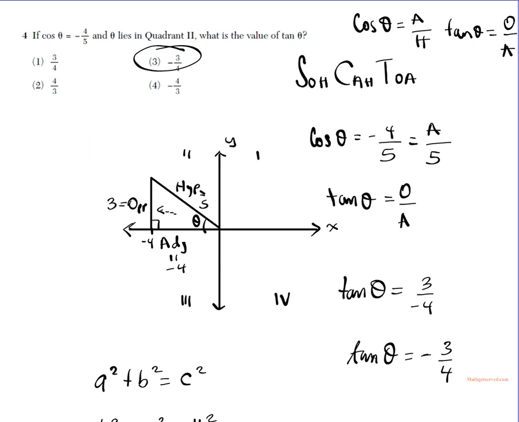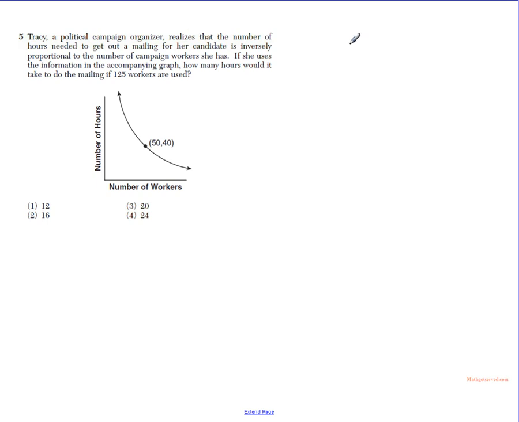So for number 5, it says: Tracy, a political campaign organizer, realizes that the number of hours needed to get out a mail-in for her candidate is inversely proportional to the number of campaign workers she has. If she uses information in the accompanying graph, how many hours would it take to do the mailing if 125 students were used? So, this is an inverse variation problem.